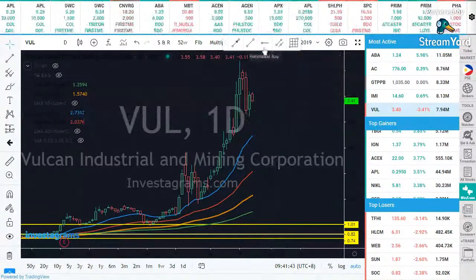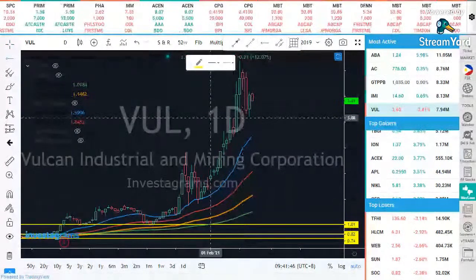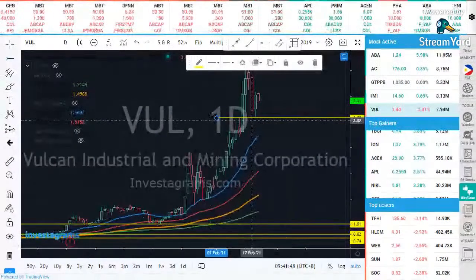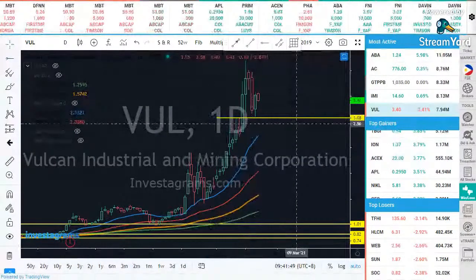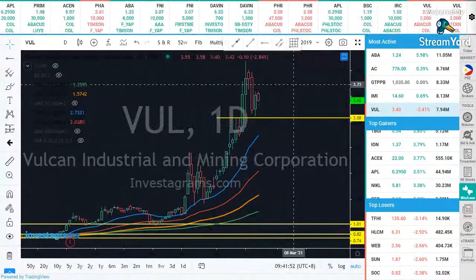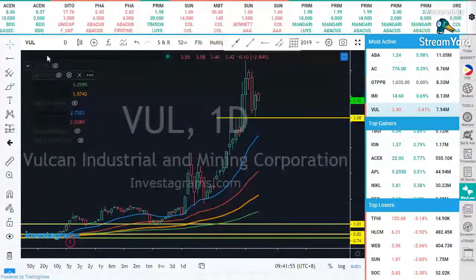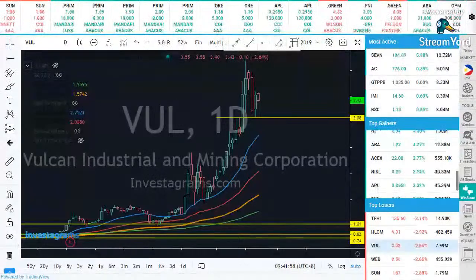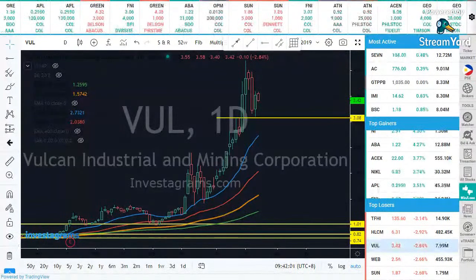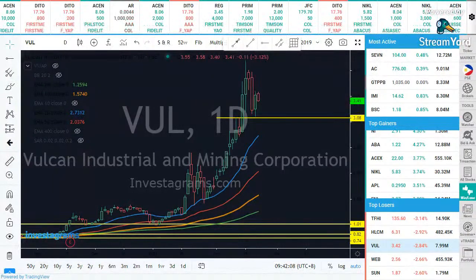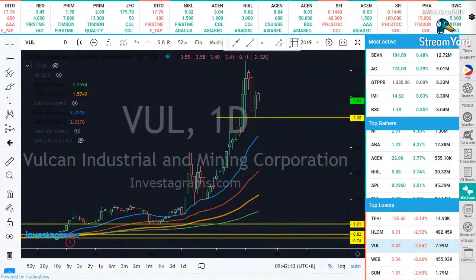You need to see this support line, as I said. There is a pattern created on this area above this line, provided that this support line did not break for Vulcan. So if you buy the price of Vulcan in the opening, of course, you need to wait and see if the price will go up again.